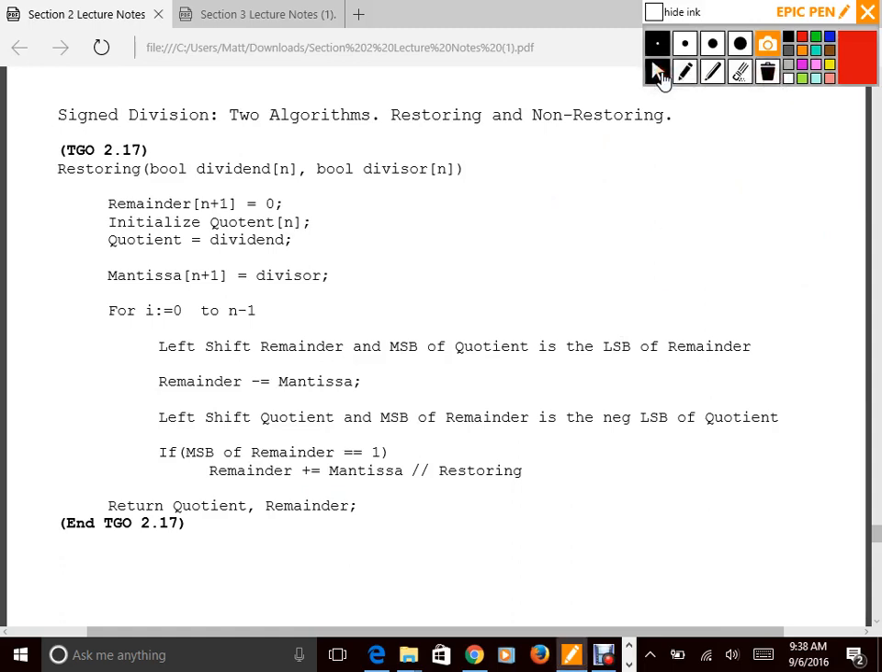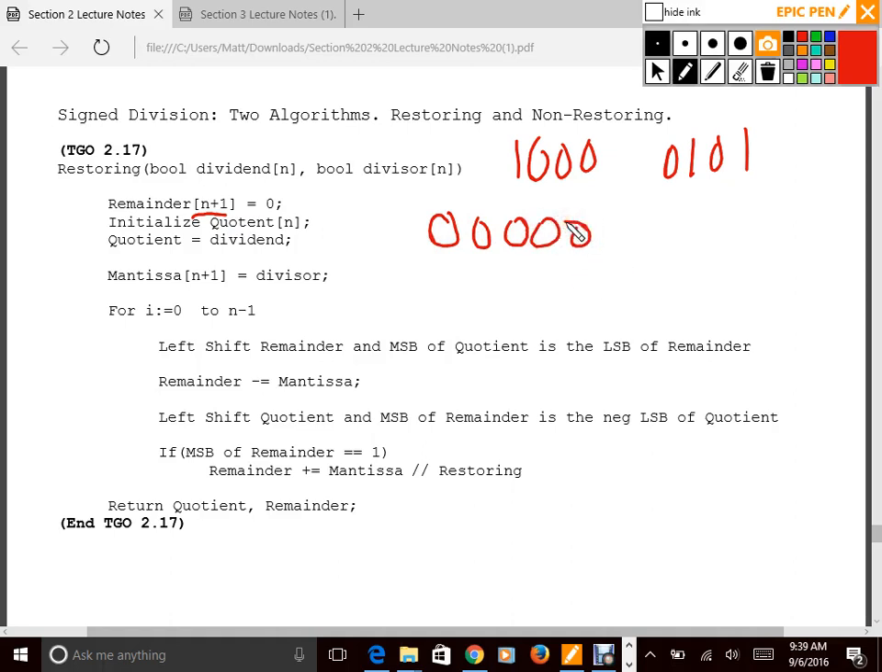So the way it starts is we initialize a remainder of n plus 1 bits, and then we initialize our quotient by setting the quotient equal to the dividend. Let's start out with our sample of 8 divided by 5. We set a 5-digit remainder, or n plus 1. If it's 32 bits in MIPS, it's going to be 33 bits, right? So we have a remainder that starts out as 5 bits here, all zeros. And then we initialize a quotient that's equal to the dividend.